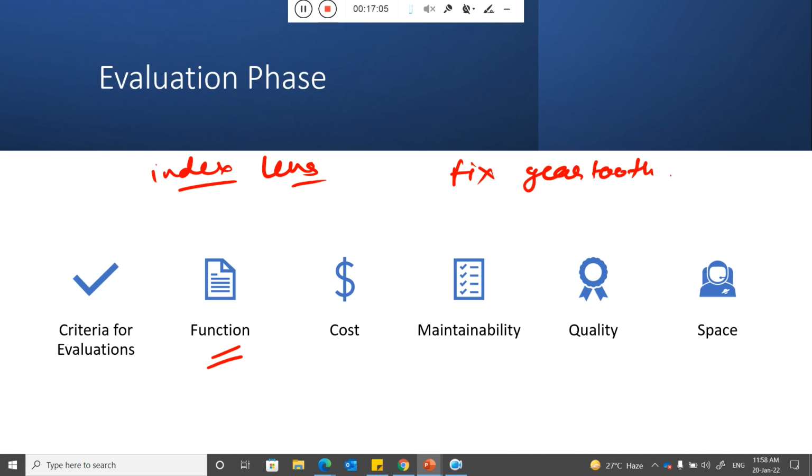The next one, is the cost less than the existing product or not. The third one, maintainability, whether it is likely to be accepted or not. Maybe a lot of maintenance is needed, and that is not a reliable solution, right? The next one, quality: are we maintaining the same quality or not. And the space, the product-related thing, whether it is good or not. All these things we need to consider during the evaluation phase.